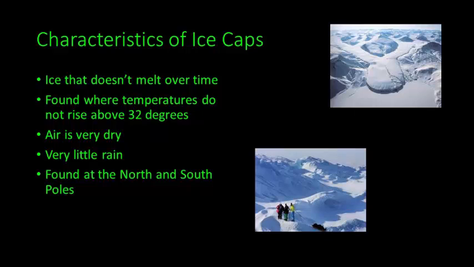The air where ice caps form is usually very dry and has very low humidity. You would think that there would be lots of precipitation in an area that has so much ice, but this is not the case. In these areas, precipitation is very small. Ice caps are found at the North and South Poles.